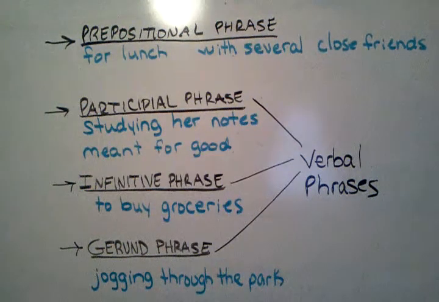It would be a gerund phrase if I used it as a noun. If I used the whole phrase as the subject of my sentence, I would be using the whole phrase as a noun. Maybe I said studying her notes was the best thing she could have been doing right then. Then the whole phrase studying her notes is answering the question, who or what was the best thing? Studying her notes was. So then that whole phrase would be the subject of the sentence, and it would be a noun, and then it would be a gerund phrase. Does that make sense? Yes, no?